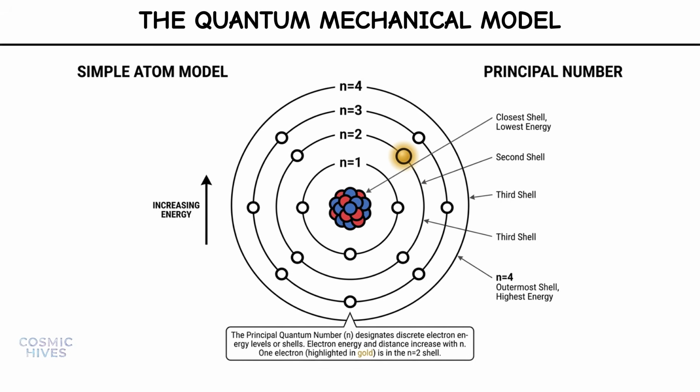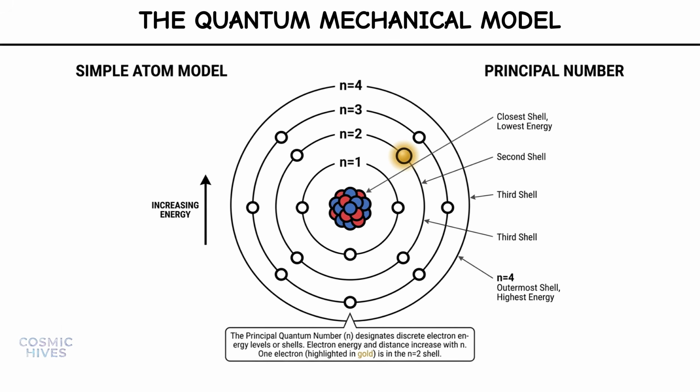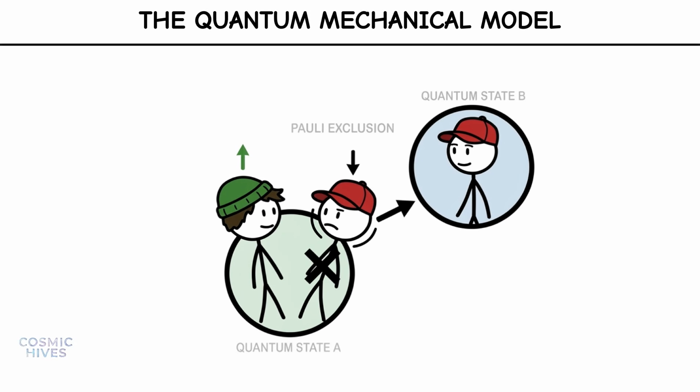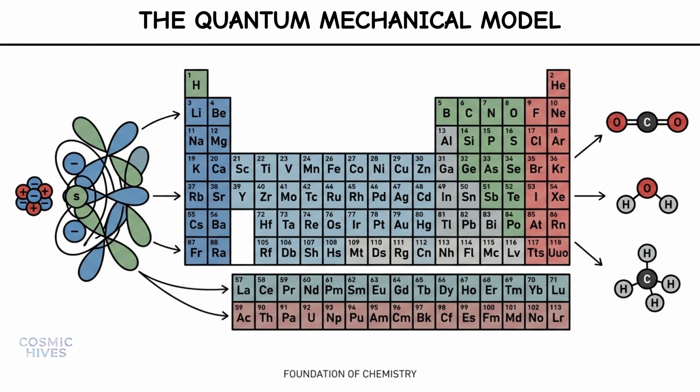Every electron in an atom is described using 4 quantum numbers: the principal number defining its energy level, the angular momentum number defining the orbital's shape, the magnetic number defining its orientation in space, and the spin number defining one of 2 possible spin states. No 2 electrons in the same atom can share all 4 numbers simultaneously, a rule called the Pauli exclusion principle. This single rule is why atoms build up in the specific structured pattern that produces the periodic table, and ultimately why chemistry has the shape and structure it does.